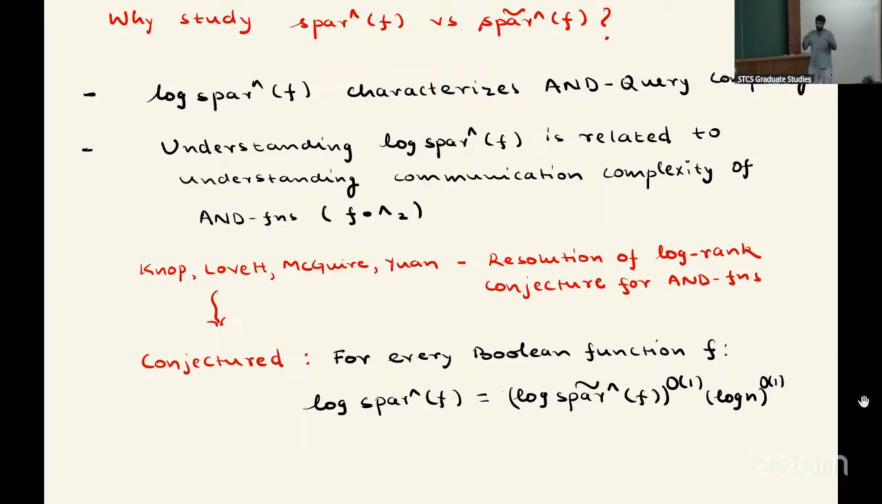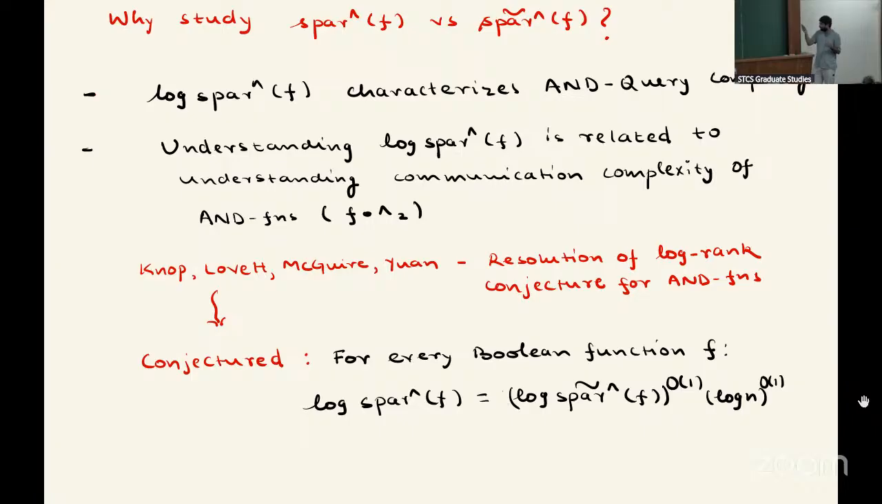As degree is related to some query models, log sparsity in De Morgan basis is also related to some query model. I'm not going to say what the query model is. And moreover, understanding log sparsity in De Morgan basis was very crucial in understanding communication complexity of AND functions. These are functions lifted with 2-bit AND gadgets. And they were very crucial in resolving the log-rank conjecture for AND functions. This is work of Knop, Lovett, McGuire, and Yuan from 21.